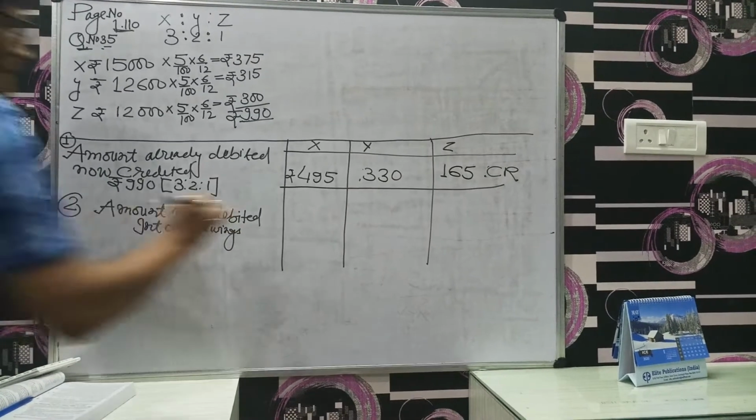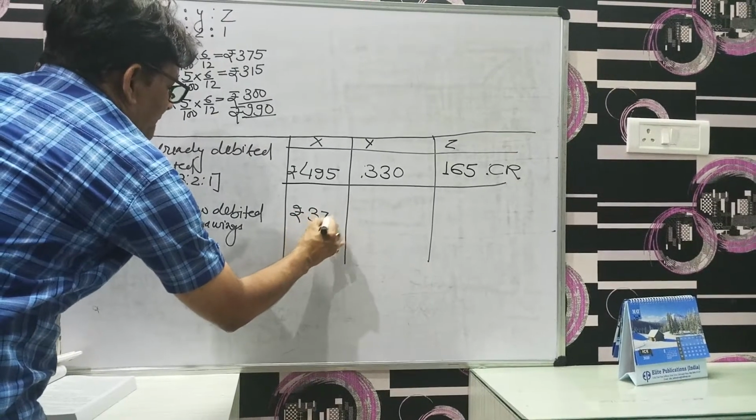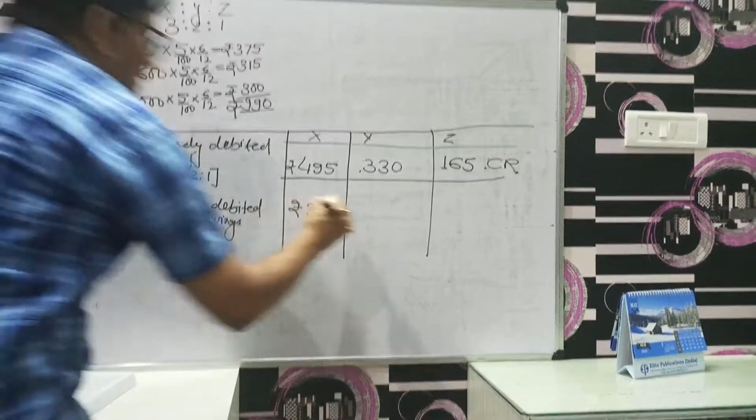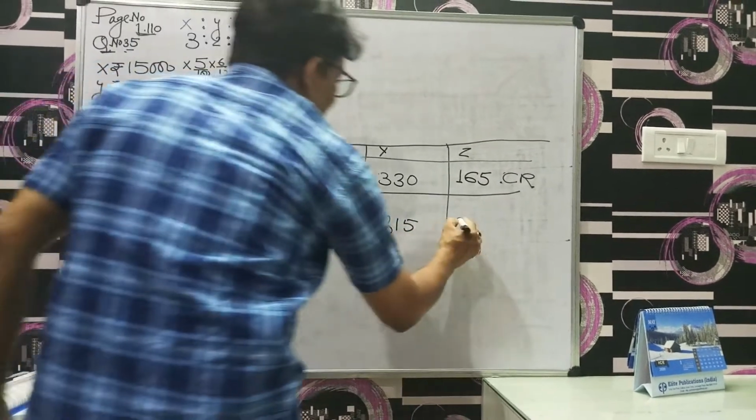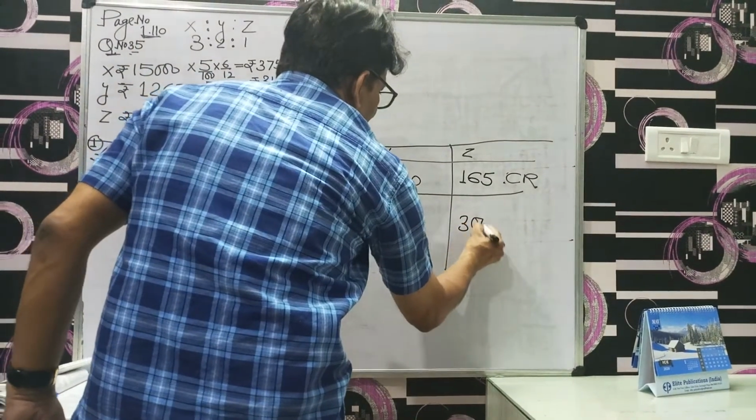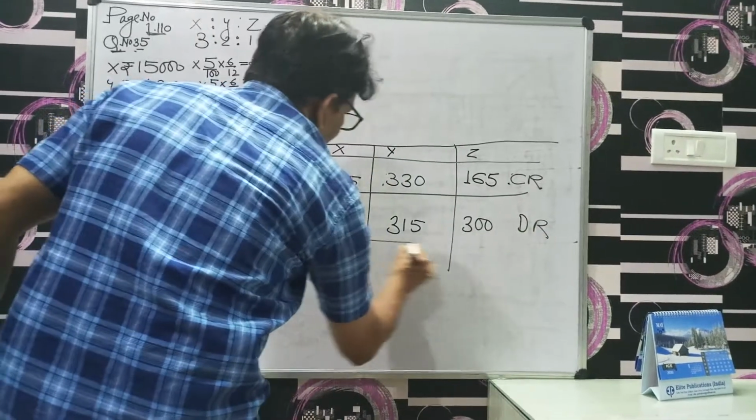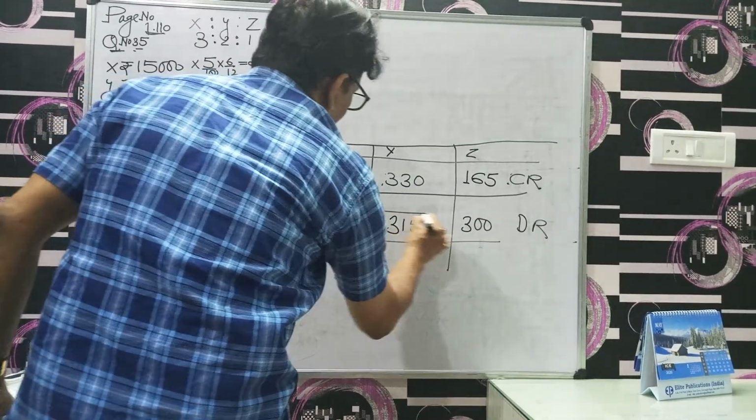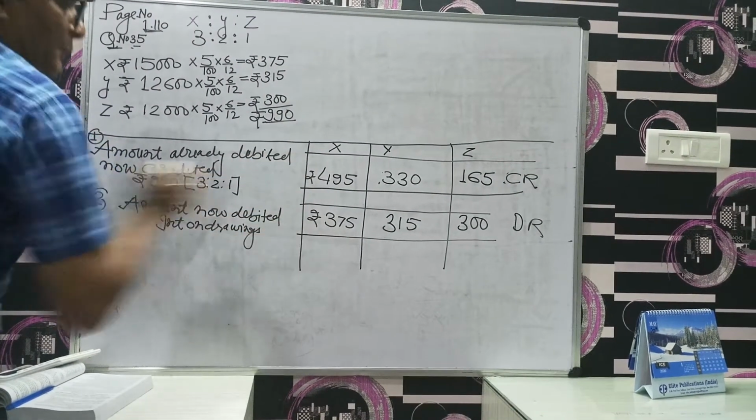And what is the amount of interest on drawings? 375, 350 and 300. This is a part of your debit. Now we have to compare these two.